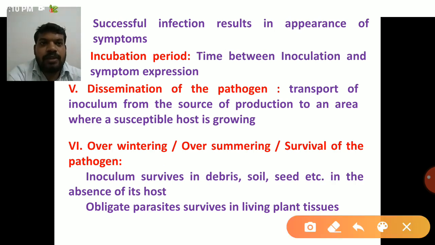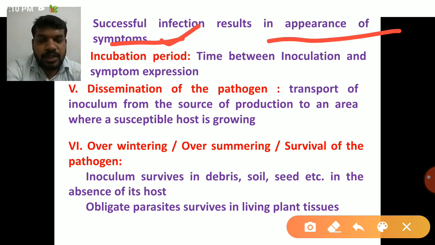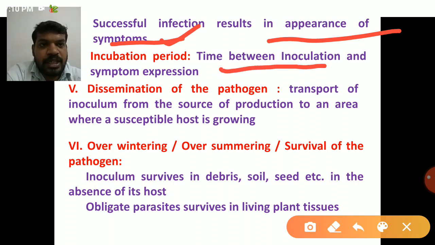Successful infection results in the appearance of symptoms. Each and every disease will produce particular symptoms to exhibit the host reactions. The incubation period is the time between inoculation and symptom expression of the particular pathogen. So this is about infection. The main role of infection is to take nutrients from the plant and multiply in it.